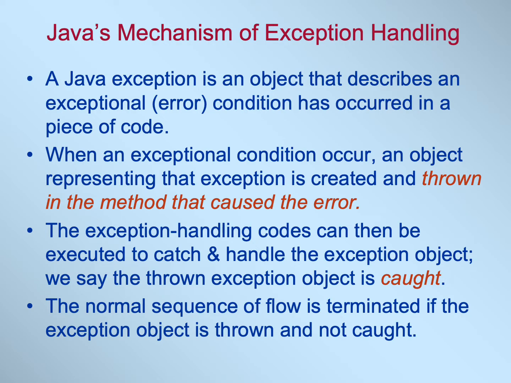A Java exception is an object that describes an exception or an error condition that has occurred in a piece of code. When an exception condition occurs, an object representing that exception is created and thrown in the method that caused the error. So it tells what the error is in your code. The exception handling codes can then be executed to catch and handle the exception object. We say the thrown exception object is caught. The normal sequence of flow is terminated if the exception object is thrown and not caught.